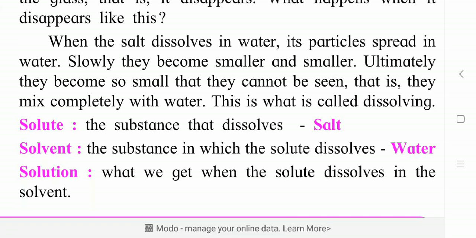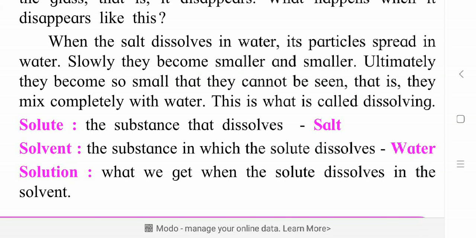In the last video of our science third lesson, we are learning properties of water. We learn what is meant by dissolving, what is meant by solute, what is meant by solvent, and what is meant by solution. I gave you two examples of salt water and lemon juice prepared with sugar.